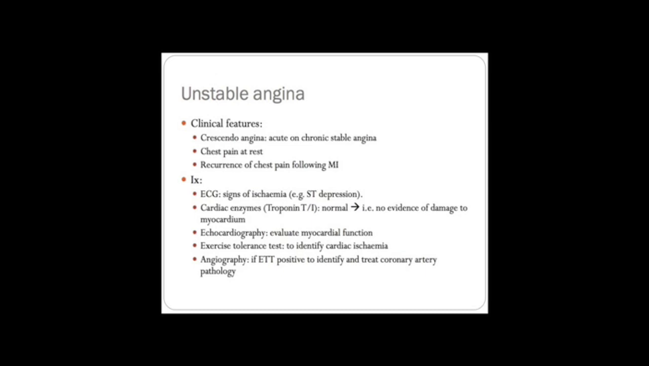And when you look at the investigations, if you look at the ECG, often you'll see signs of ischemia, ST depression. The key thing with unstable angina is that the cardiac troponin will be normal. It won't be raised, and that indicates there has been no irreversible damage to the myocardium as a result of the ischemic event. And you can then go on to do further tests, for example, echo and exercise tolerance tests to demonstrate that the patient has cardiac ischemia, and if positive, as with stable angina, you'd want to do an angiography as well.